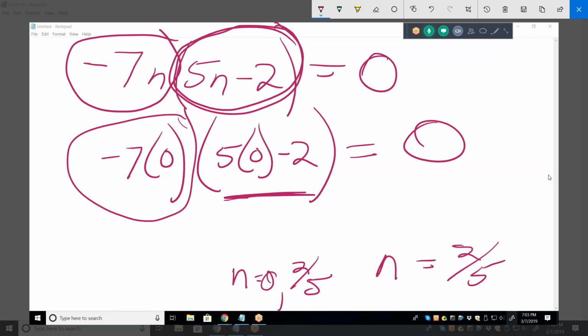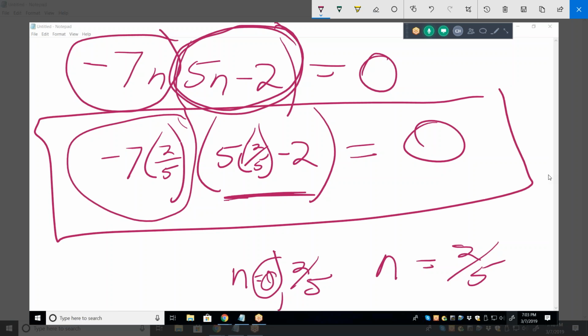So, that's a valid solution. Now let's try 2/5, the other solution we came up with. So I'm going to plug in 2/5 for n. Now, are we still dealing with an equation? If we're still dealing with an equation, then 2/5 is valid. What's this part over here equal to? Minus 7 times 2/5.